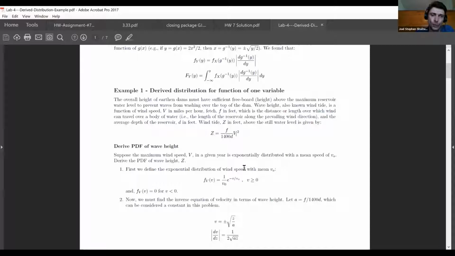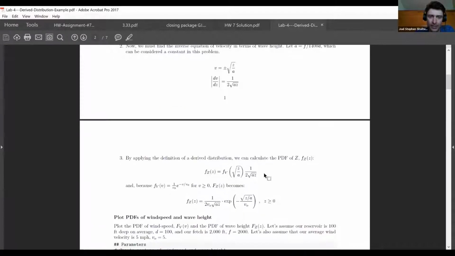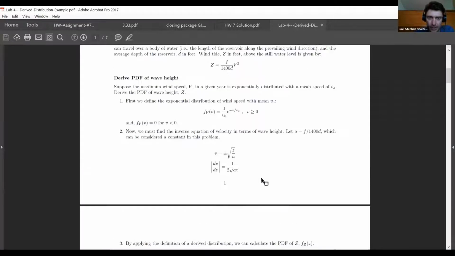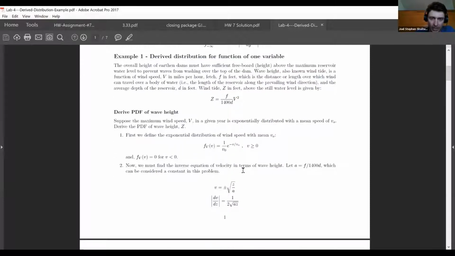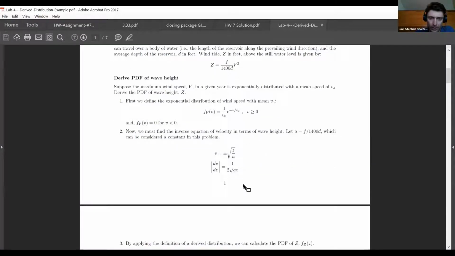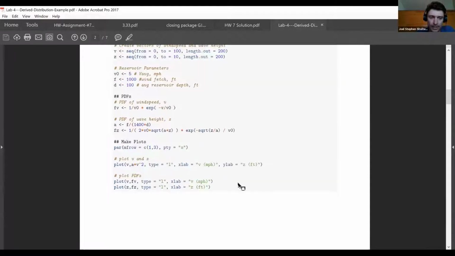And then we have to go through the derivation of how to calculate the distribution of Z, which is also an exponential distribution, just with different parameters. So I give you the generic formulation of the distribution of the function based off of the distribution of the random variable. And G^-1 is the inverse function. So we kind of walk through how to calculate the inverse function. So I walk you through this example for the lab.